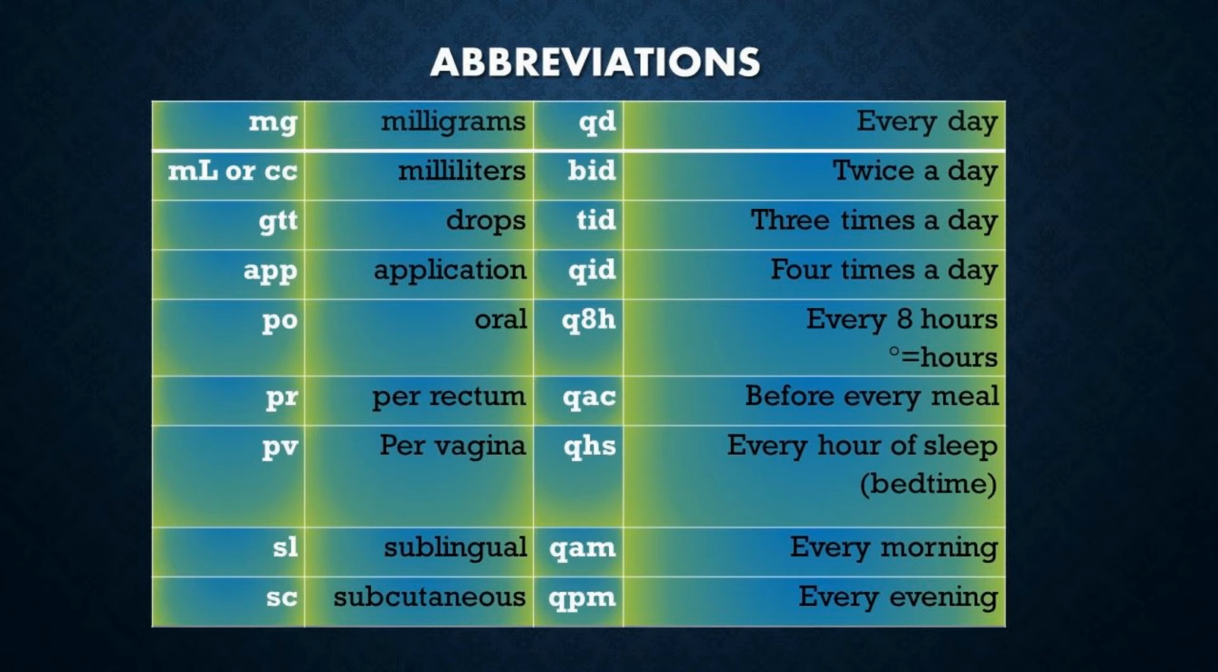Next is QAC, that means before every meal. QHS, before hour of sleep or at bedtime. QAM in the morning, and QPM in the evening. The other abbreviation that's important to know is the abbreviation PRN, and that abbreviation means as needed. So if I tell someone to use their inhaler, PRN, then they're just going to use it as needed. I might write albuterol inhaler, use Q 6 hours PRN for cough. So that means use it every 6 hours if needed.